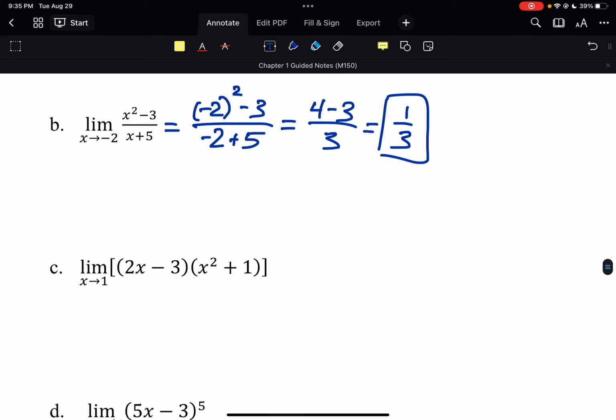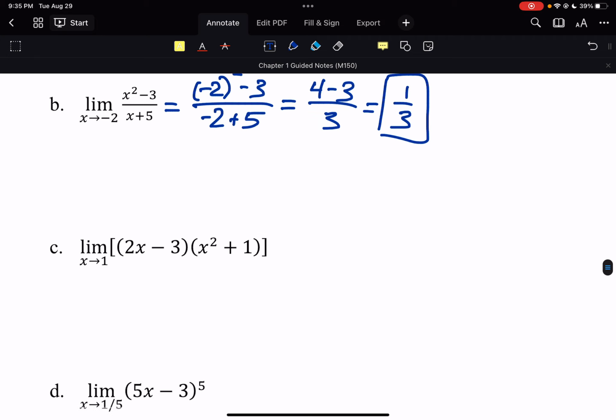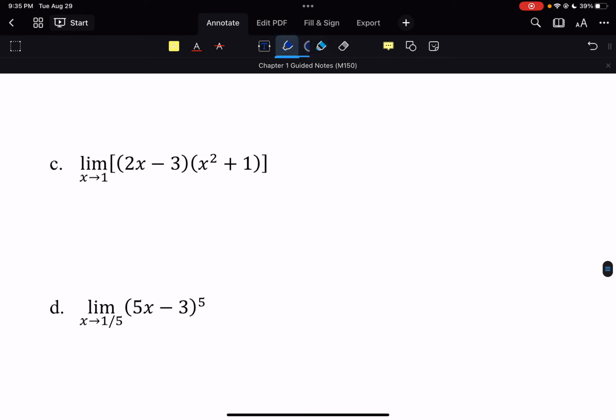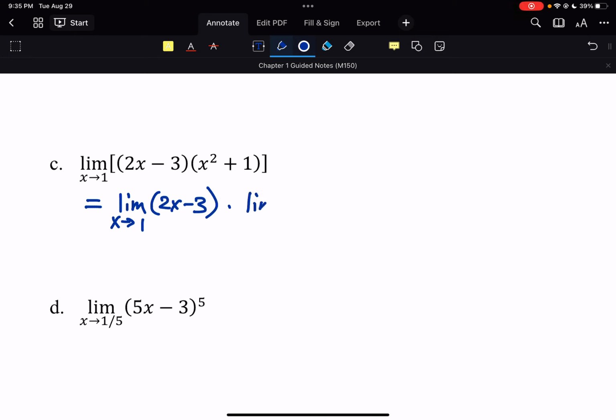Now, the reason that direct substitution works is because of all of those numbered limit properties. All of those together combine to give us the direct substitution property. So what's really happening in examples like part C, for example, is we're using this limit property, and we have a product here. We would actually be splitting this up: limit as x approaches 1 of 2x minus 3 times limit as x approaches 1 of x squared plus 1. And then we could apply properties to split that up even more, and then use the limit property in order to substitute in for x.